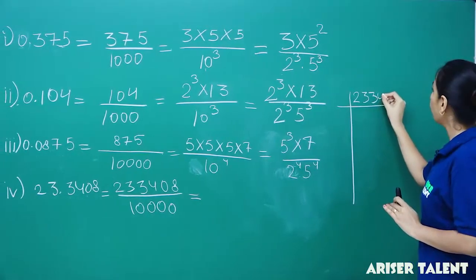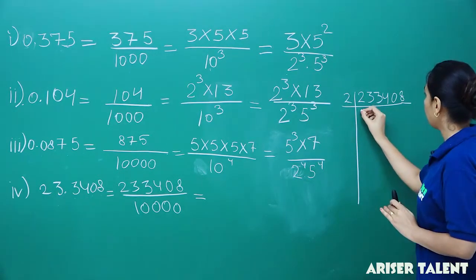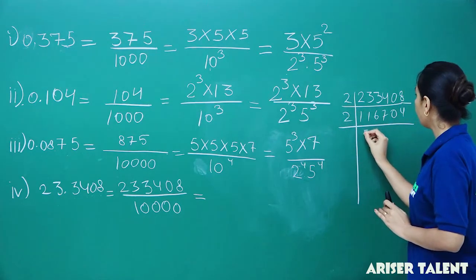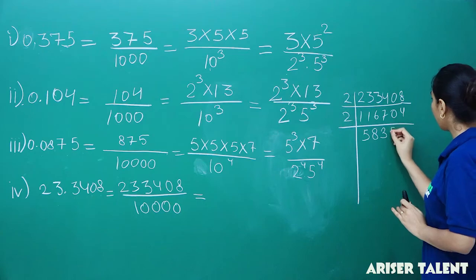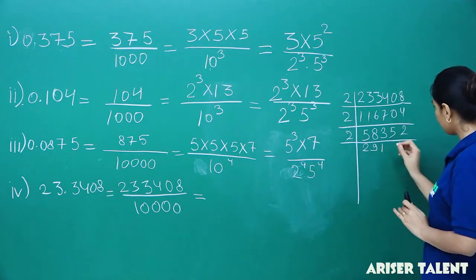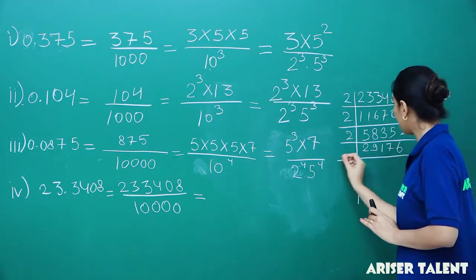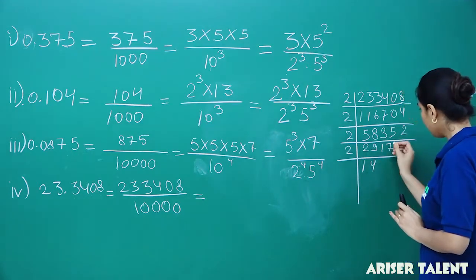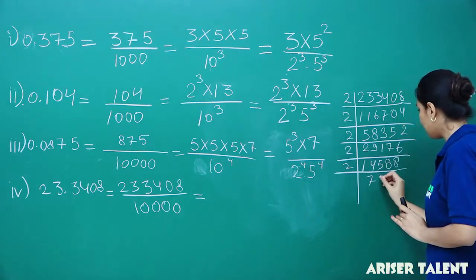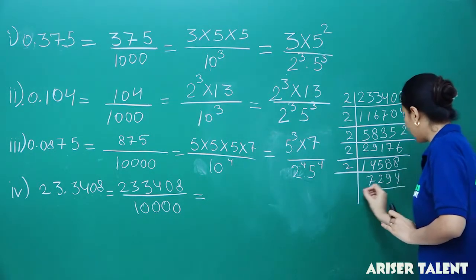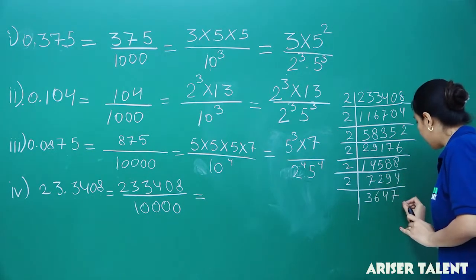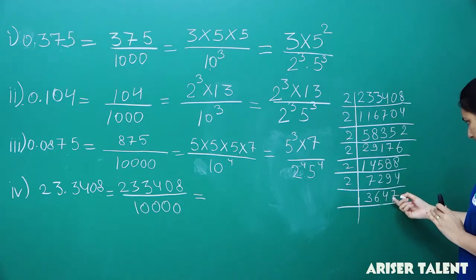233408 is divisible by 2, giving 116704. Again by 2, giving 58352. Again by 2, giving 29176. Again by 2, giving 14588. Again by 2, giving 7294. Again by 2, giving 3647. Now, it can be divided by 7.